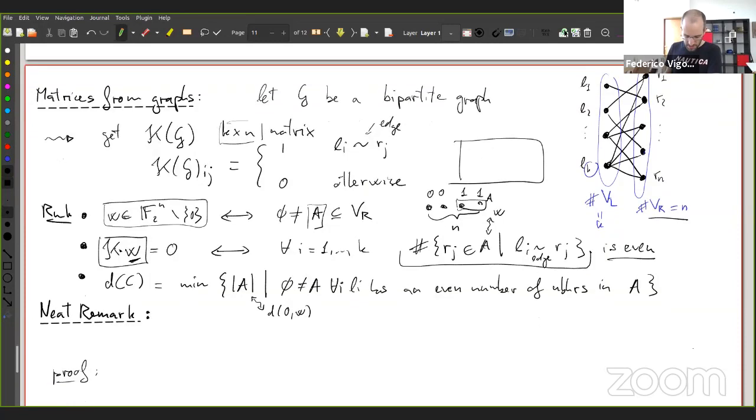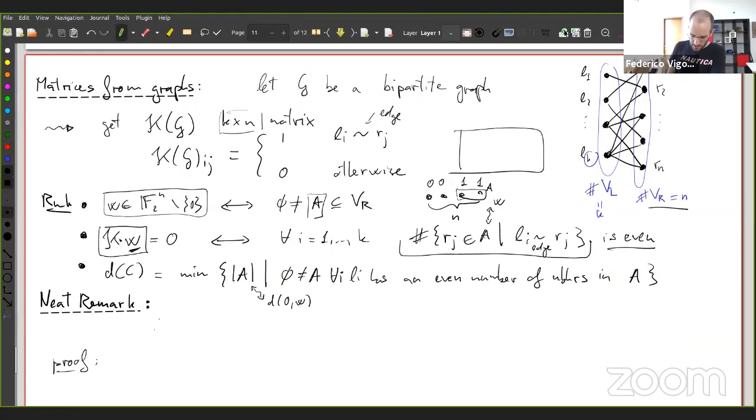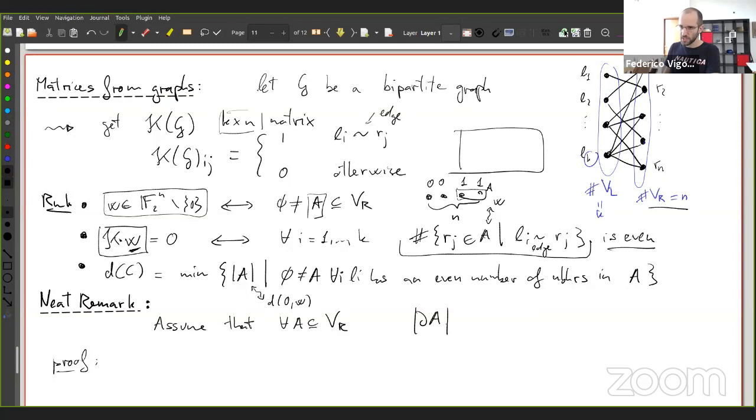Okay, so let me just say the neat remark. Assume that for every set of vertices A on the right, you look at its boundary, which is going to be a subset of vertices on the left, and assume that this is always strictly larger than d/2 times the size of A.